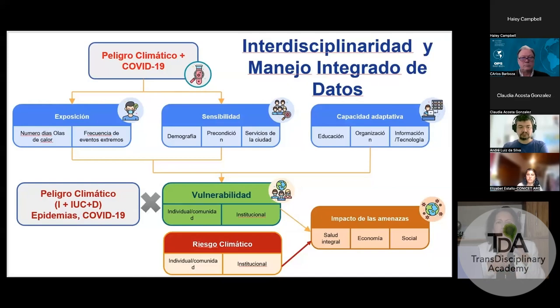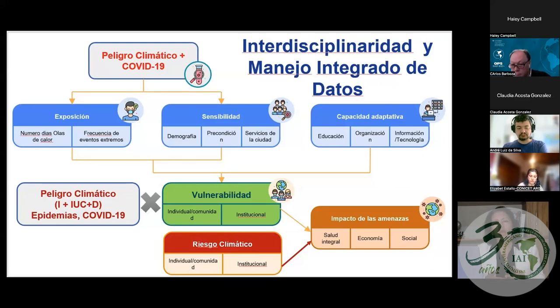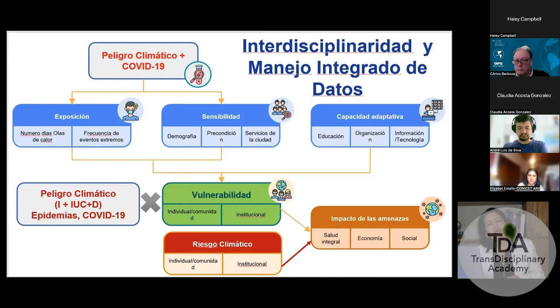Donde la exposición, por ejemplo, que es factores climáticos, tenemos los números de días que hay mucho calor o mucha precipitación, la frecuencia de los eventos extremos que producen las inundaciones. En la sensibilidad tenemos la demografía, si son niños, si son personas adultas, ancianos. También la precondición: si tienen algún problema de inmunidad, algún problema de discapacidad, entonces eso también es una sensibilidad de la población o de los individuos. Y de los servicios que tiene la ciudad, como el servicio de alcantarillado, agua potable, de la basura, los tipos de vivienda que tiene, y la capacidad adaptativa está más relacionada con los temas de educación, organización y acceso a la información y a la tecnología.